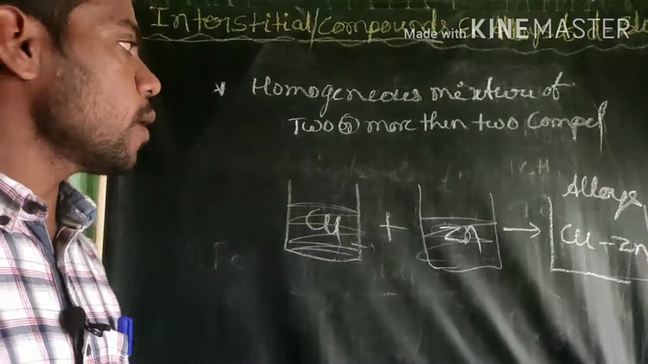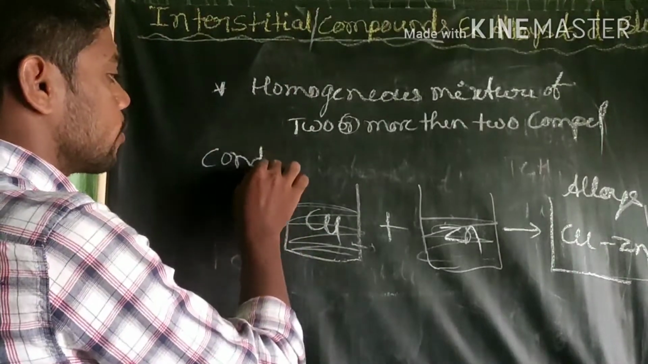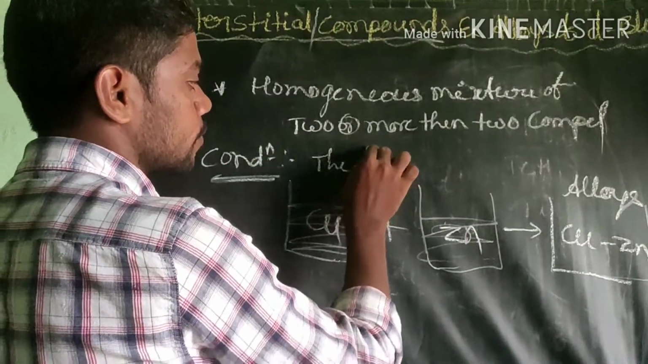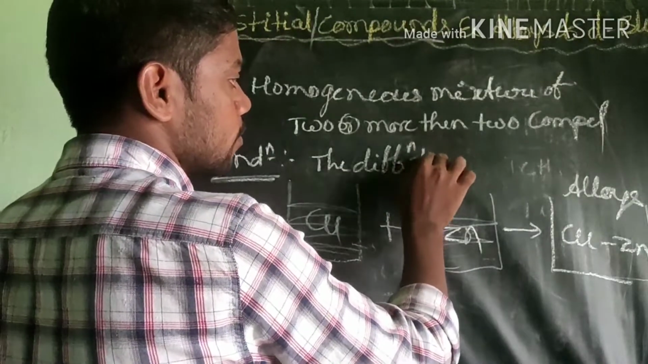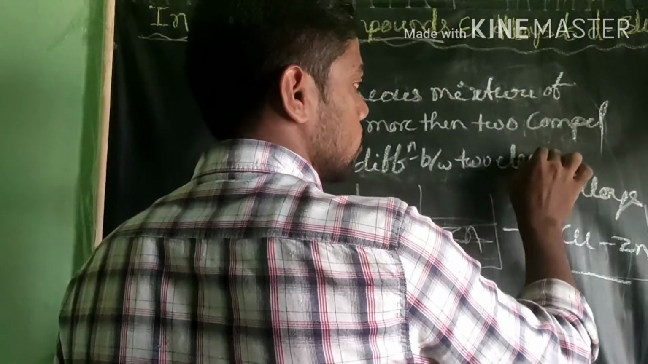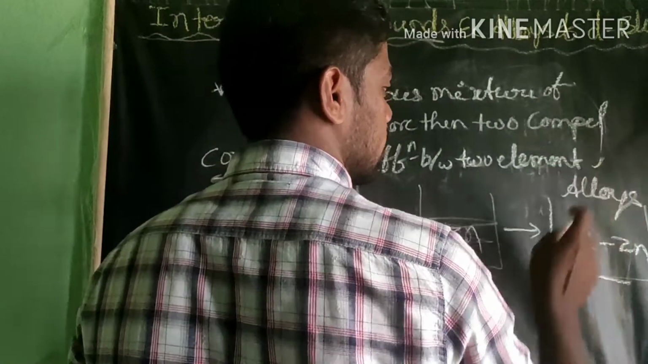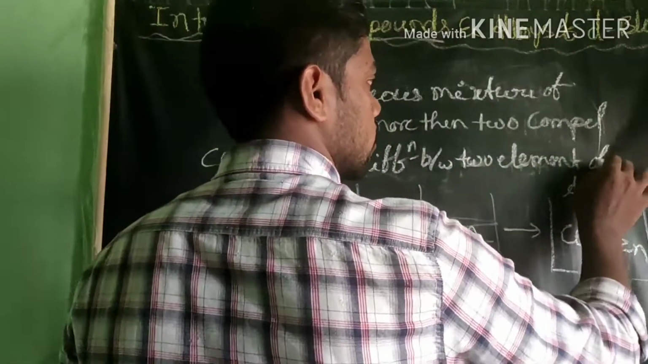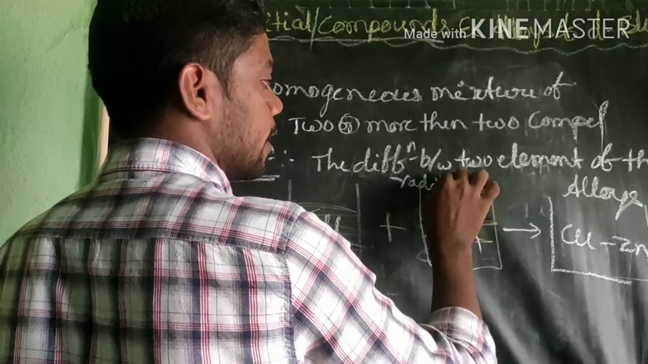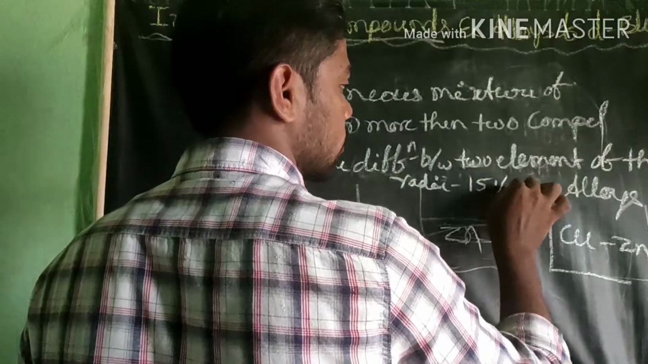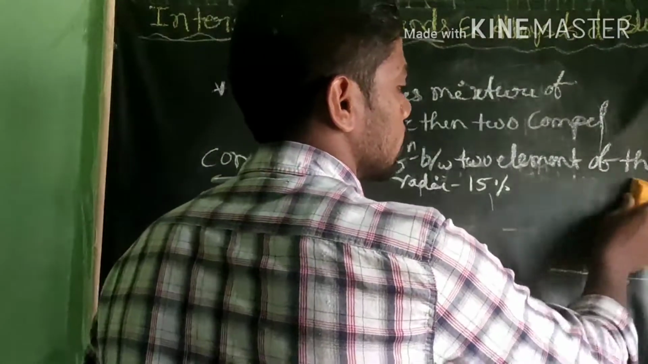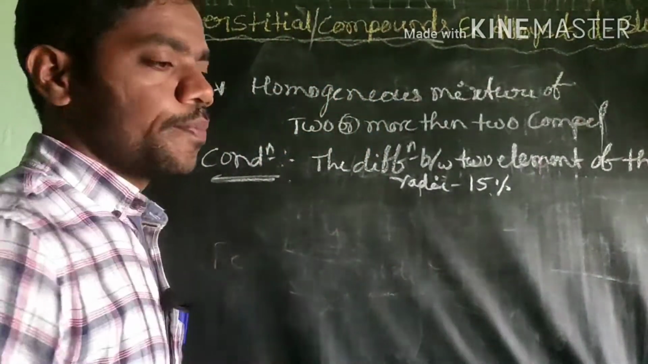Therefore alloys means one condition. That condition is very, very important. The difference between two elements, the difference between their radii, is 15%.